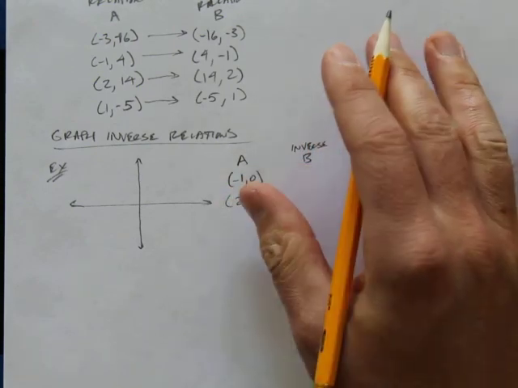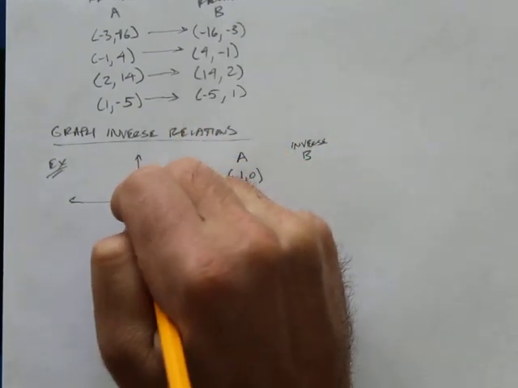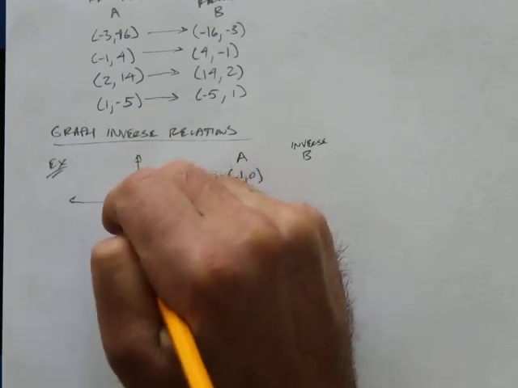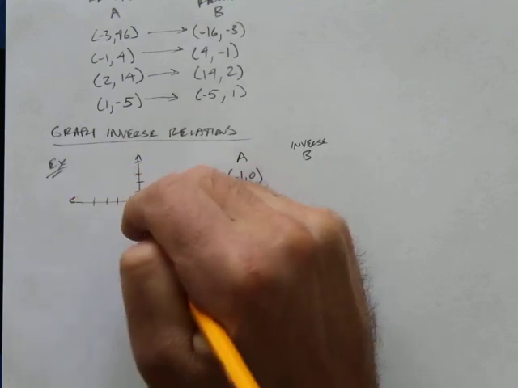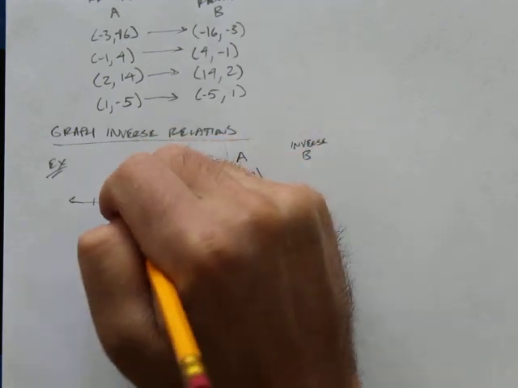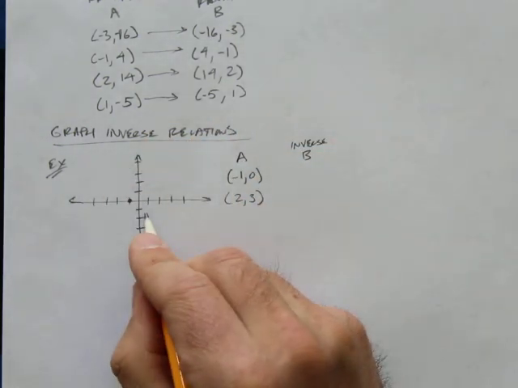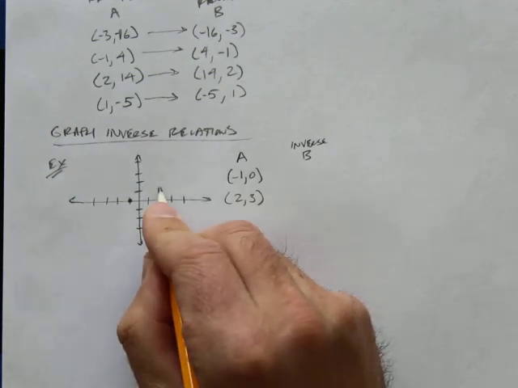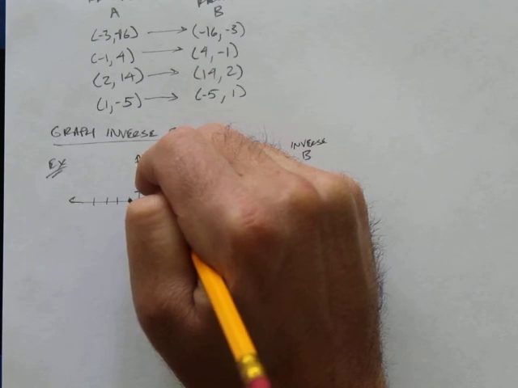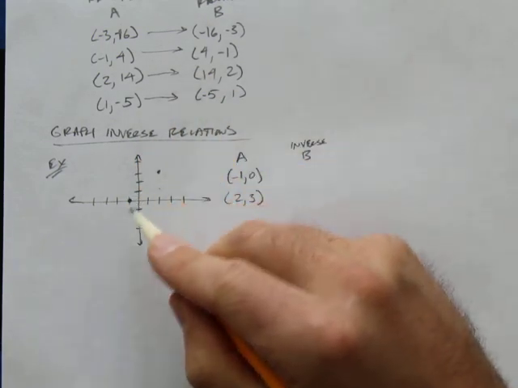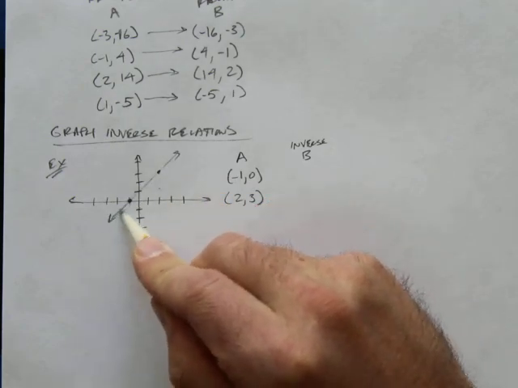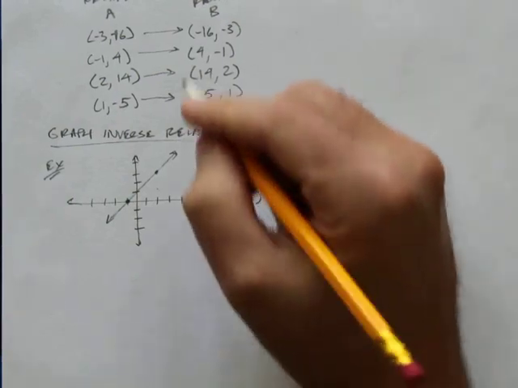So let's graph the original here. Let's make large units so that we can see easily what's happening. Okay, -1, 0. So my x value is -1, my y is 0. And then 2, 3. There we go. And so my line is going to look like this. Okay, so that is relation A.